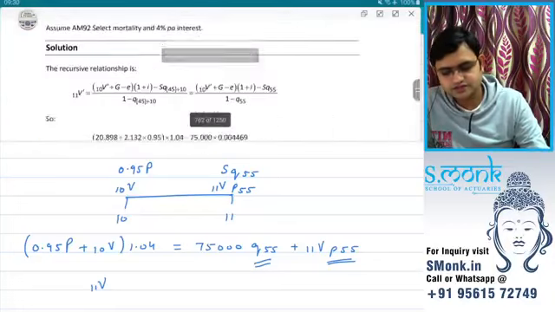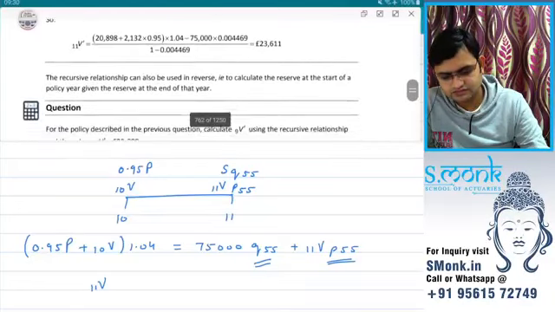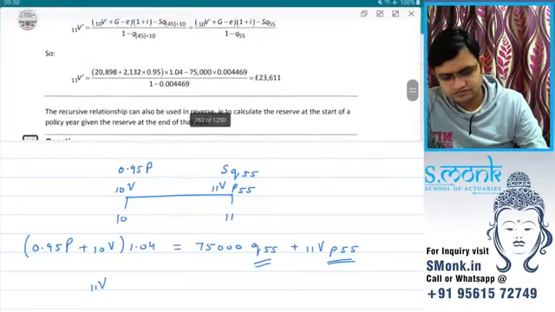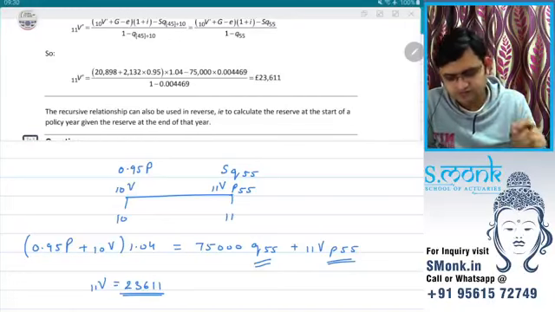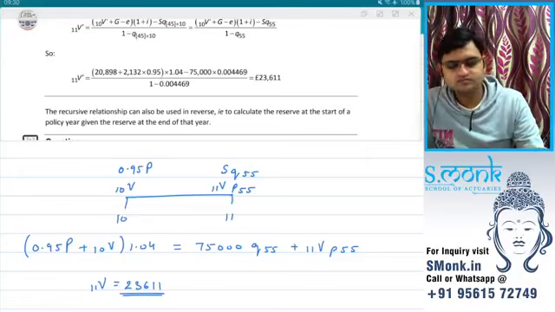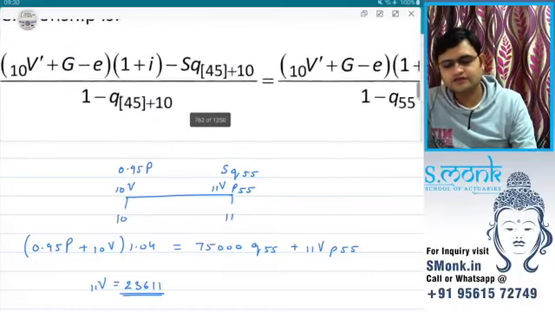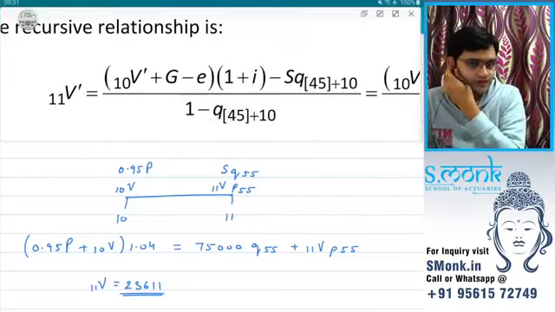So what was the answer? This seems to be the answer. Okay. So rather than remembering the formula like this, that will change every single time, I want you to remember the relationship.